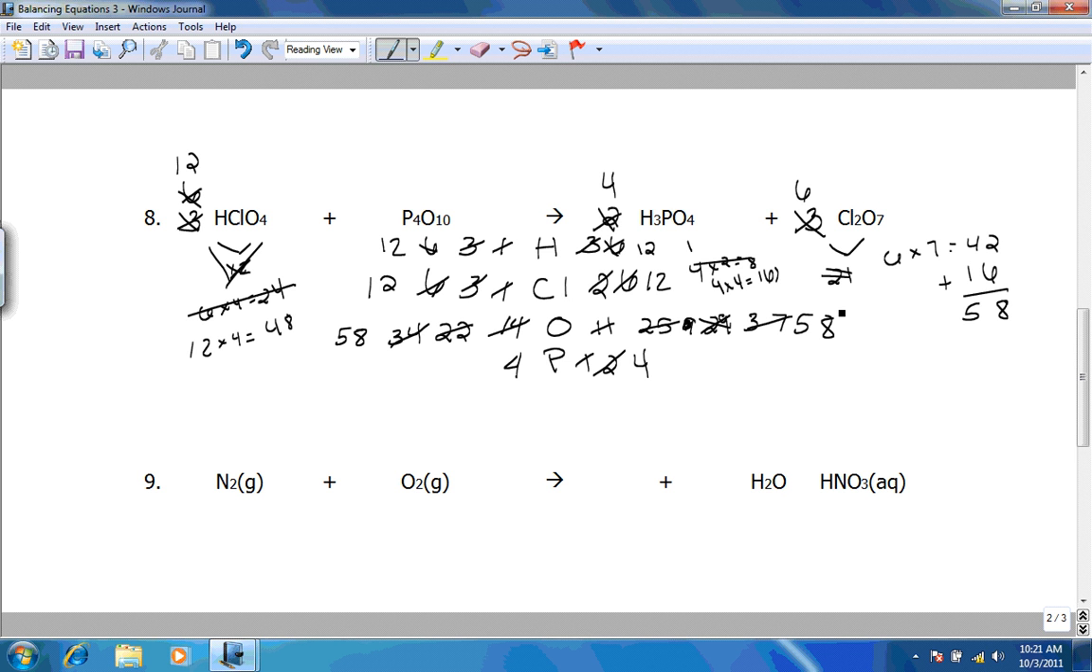That was a pretty intense one, but we got it. So 12 and 12, 12 and 12, 58 and 58, 4 and 4. And notice how I always kept the oxygens to the end because I saw it in multiple locations on the left side of the arrow and I had it in multiple locations on the right. So because of that I kept it till the end, hoping that it was going to balance out in the end, and it actually did.